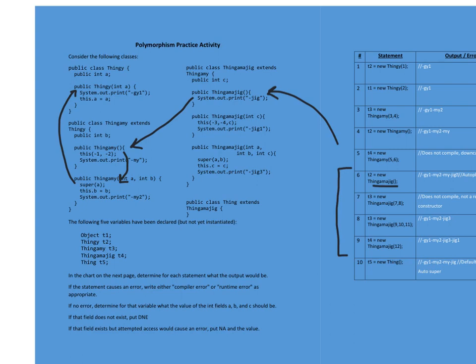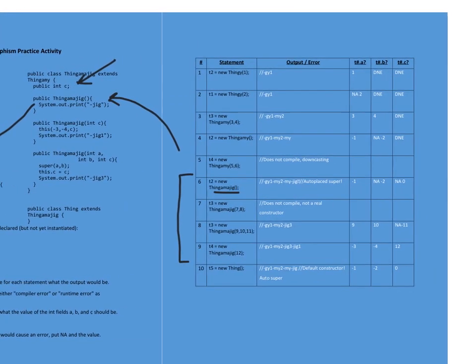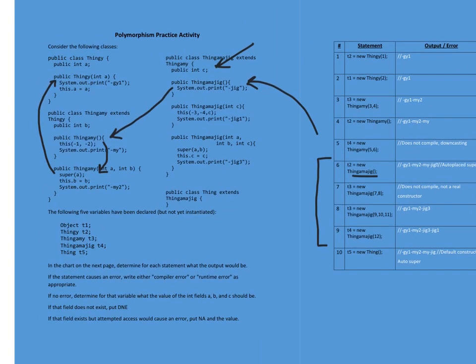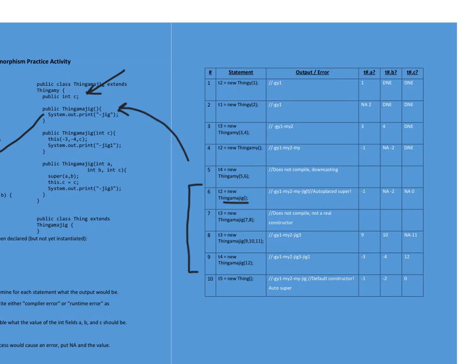The only catch now is, well, what's the value of C? Well, we never explicitly set it, and so since we didn't explicitly set it, the C up here defaults to 0. So if we look at the output over here, we'll see that the values are -1, -2, and 0. And for reasons that we explained before, since this is a T2, which is a higher type object of type thingy, it doesn't have access to the B and C variables. That's why those are listed as NA.